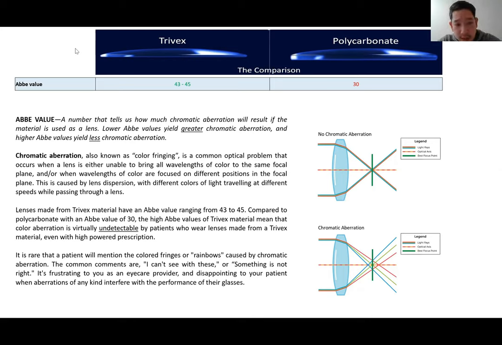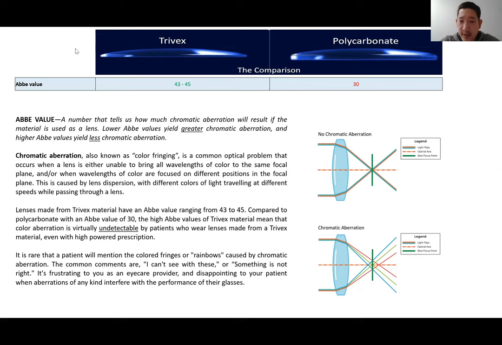So for a patient, it's very rare for them to mention chromatic aberration or color fringes, because this is something that they really don't understand. What they will usually say to the optician or to the eyewear provider is something like, I cannot see out of these glasses. Something is not right. I see some colors, some rainbows. It is really bothering my eye.